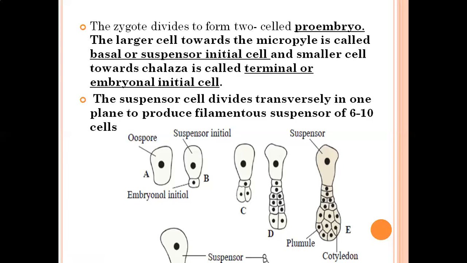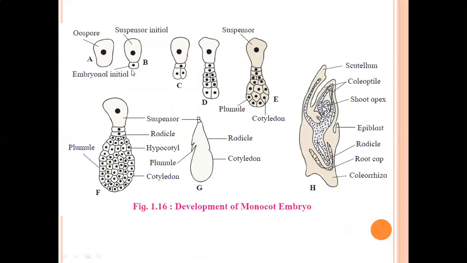Now see, the suspensor cell divides transversely in one plane to produce a filamentous suspensor of 6 to 10 cells. See, this suspensor cell divides like this. After that, 6 to 10 cells are produced, which are filamentous in one plane. Okay, A, B, C, and D. Now next, see here, this suspensor cell divides transversely up to 6 to 10 cells.